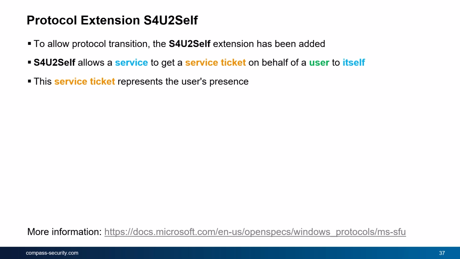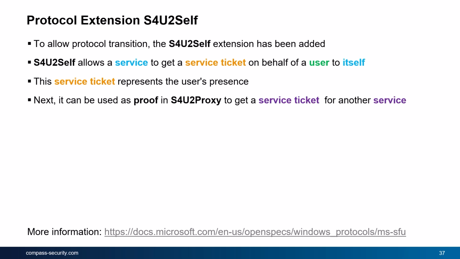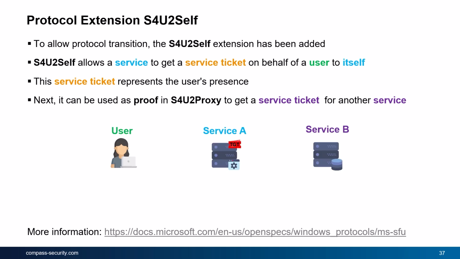So we end up at the same point as before with S4U2Proxy, where we need a proof of the user's presence. And as a next logical step, and this is indeed what happens as well with protocol transition, the service can then invoke S4U2Proxy to exchange this proof that was just created for an actual service ticket for the target service. So schematically, this works as follows.